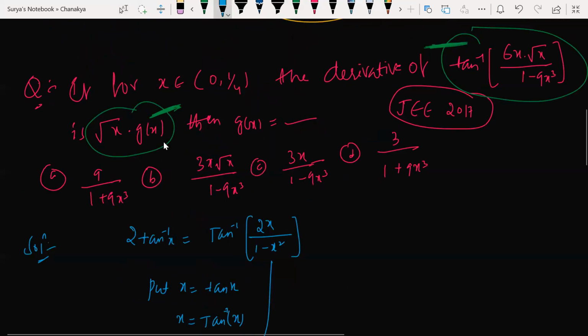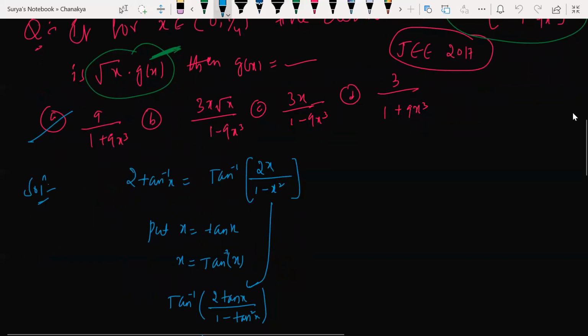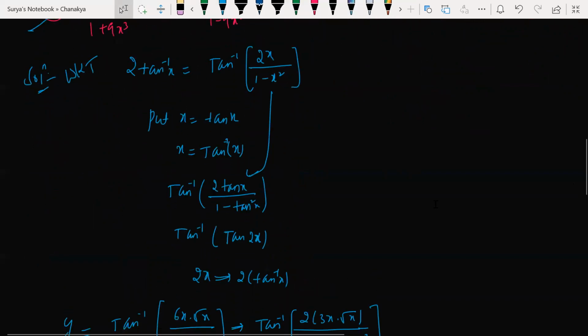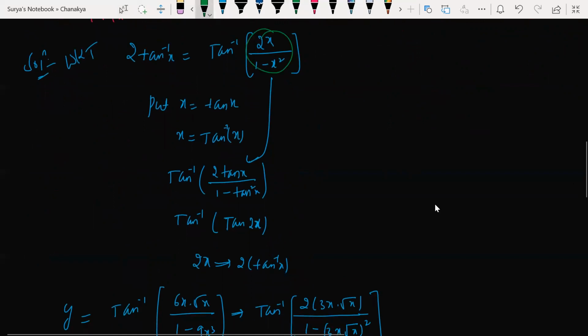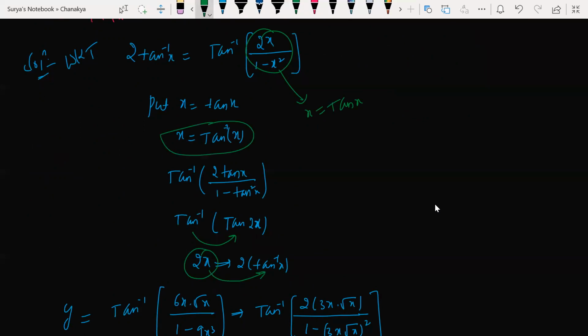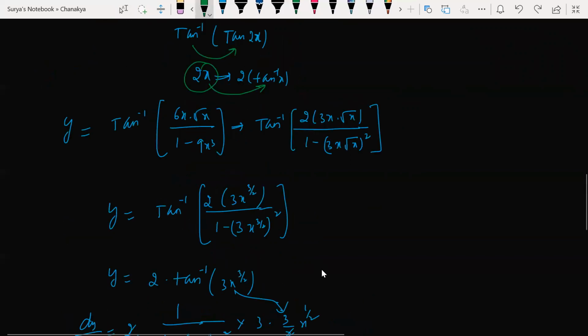No, sir. Option A is correct. See, basically what I did here, we know this, right? So I just simply substituted x is equal to tan x. Why? Because if I substitute x value as tan x, inside I would get tan 2x, right? So that tan inverse tan both will get cancelled. So you will be left with 2x. And x is equal to what? Tan inverse of x from this. Okay, correct? So from that given part, I just modified my function like this.